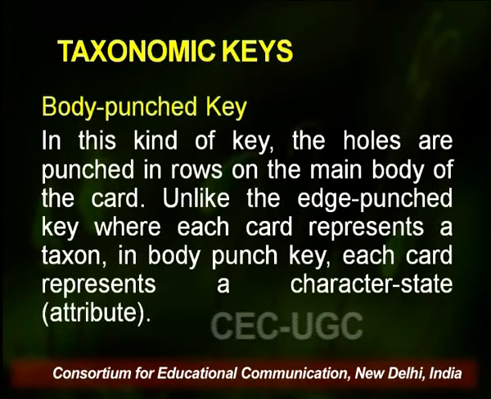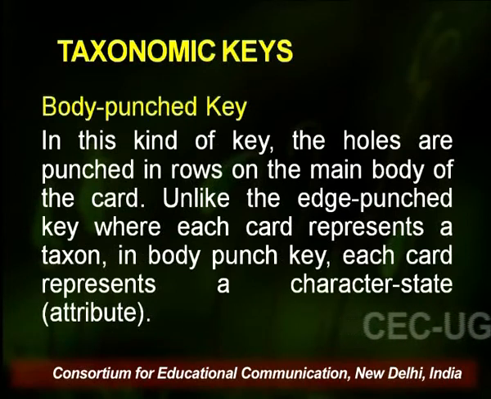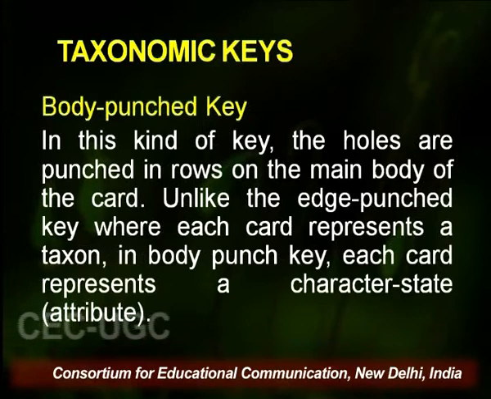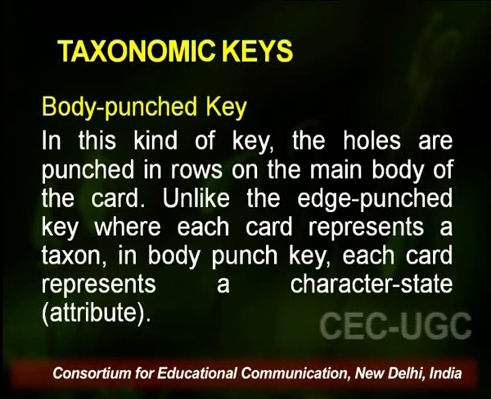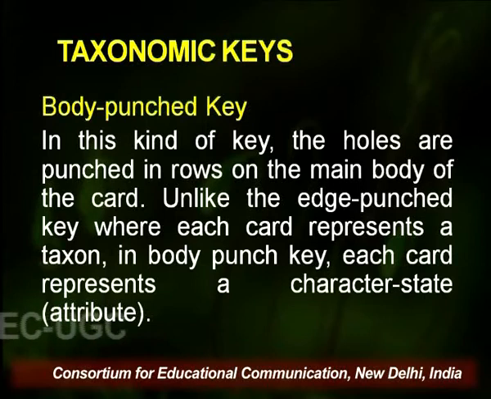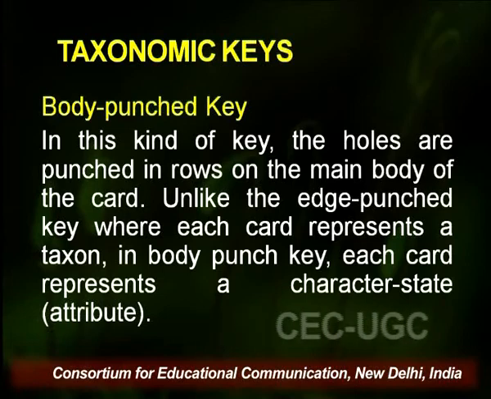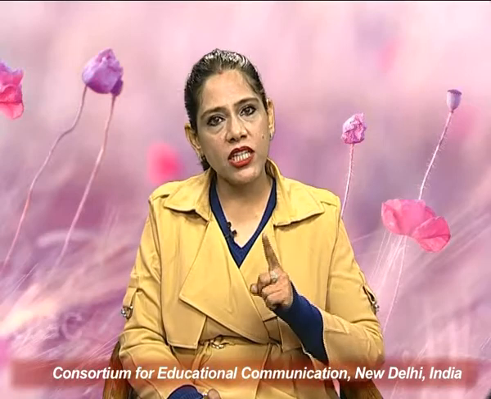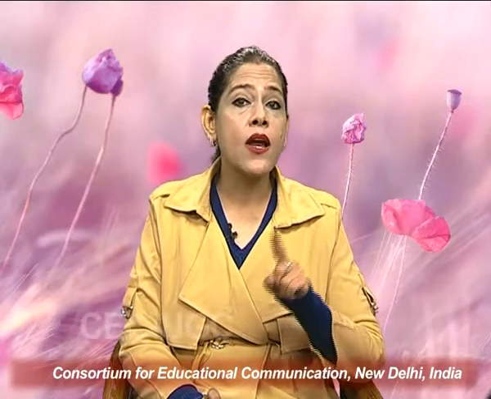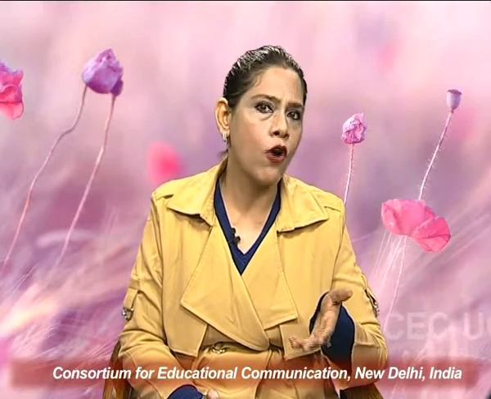Now, moving on to another type of punch key, which is body punched key. In this kind of key, the holes are punched in rows on the main body of the card. The difference between body punched card and the edge punched card is that, unlike in the edge punched key where each card represents a taxon, in body punched key each card represents one character state, that is an attribute. For example, say leaf opposite.